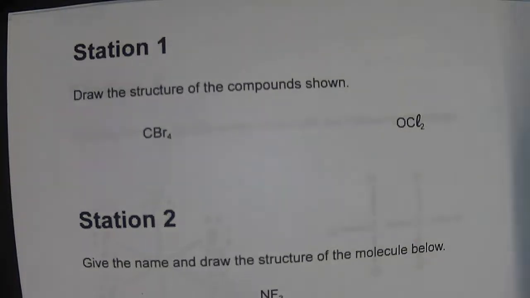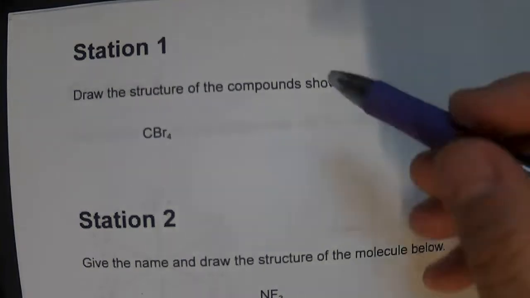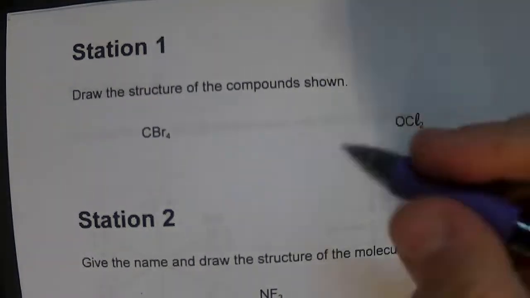We are talking about the stations activity from the Lewis dot structures. So we should be able to answer these questions pretty straightforwardly, and there's a whole bunch of different questions on here to type, so that's why I like the stations activity. But let's get started here. We're going to draw the structure of these compounds.